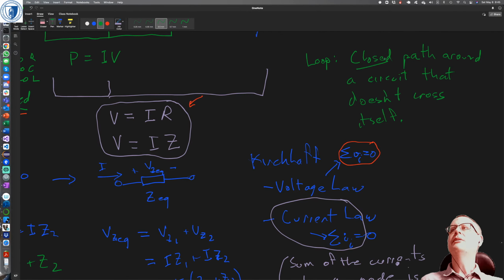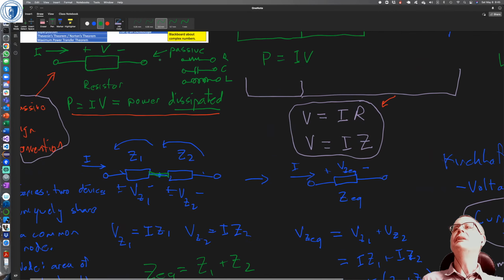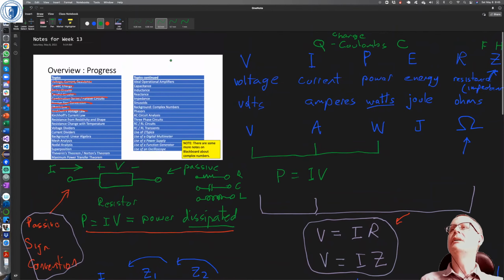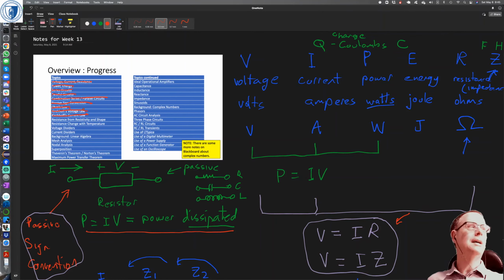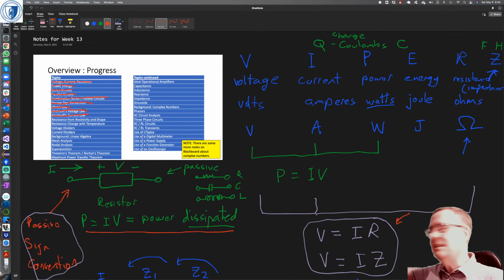And we need to talk about a mesh at some point, but let's not go there just yet. So that was, and we talked about a node. I think I defined a node. Okay. Next up is resistance from resistivity and shape, and resistance change with temperature, right?